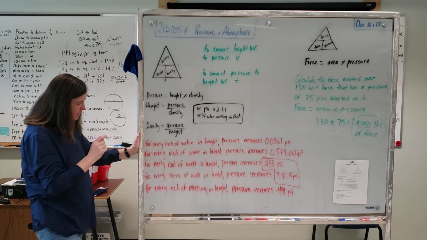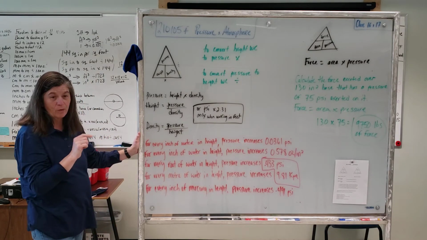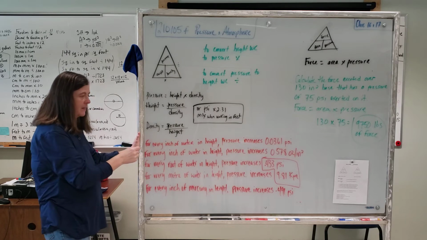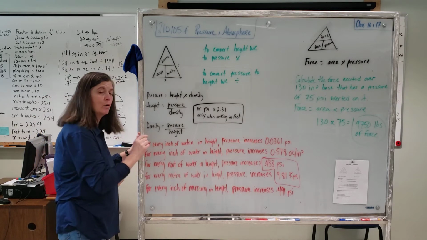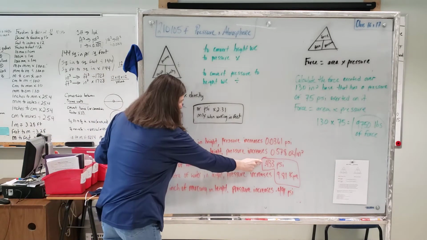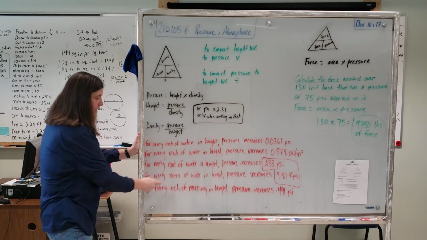And we've dealt with this number before. Every foot of water in height, the pressure increases 0.433 psi. For every meter of water in height, the pressure increases 9.81 kilopascals. That's just the number in metric. So again, 0.433 when we're dealing in feet, and then 9.81 when we're dealing in meters.